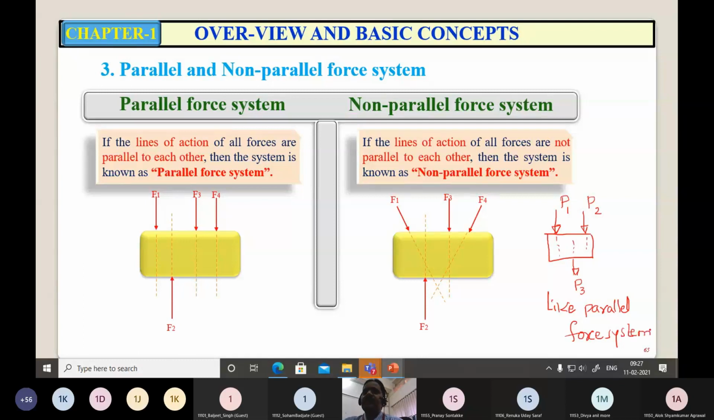Okay. So if the lines of action of all the forces are parallel to each other, but the sense is opposite, for example, here P4, it is acting upwards. Now four forces are acting. The lines of action of all forces are parallel to each other. So it is parallel force system. But the sense of these forces are opposite. They are not having the same sense. So you can call this type of system as unlike parallel force system.